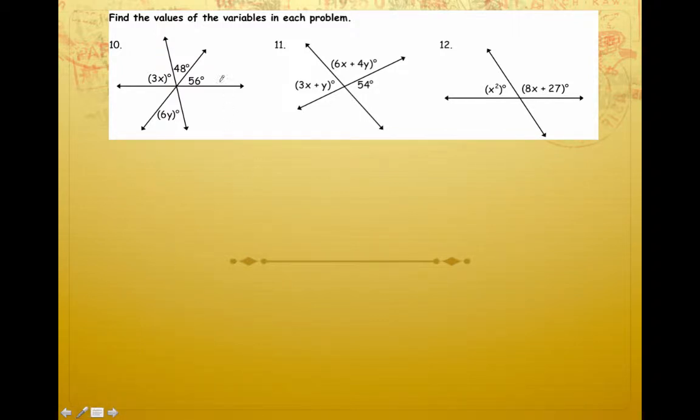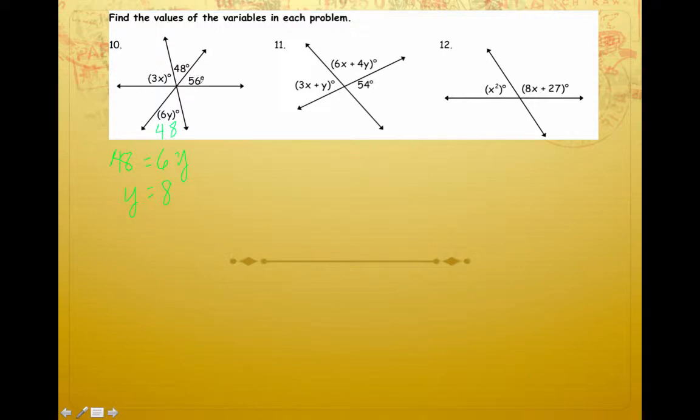So we want to solve for the variables. So the first and kind of easiest thing is 48 is 6y, right? Because these are vertical angles. So I'd probably start out with that. 48 is 6y, y is 8. That's dividing by 6, okay? So this is also 48.